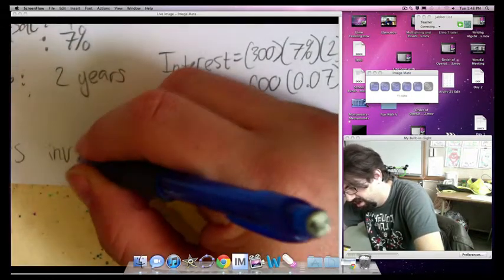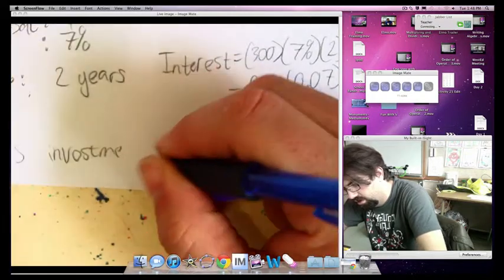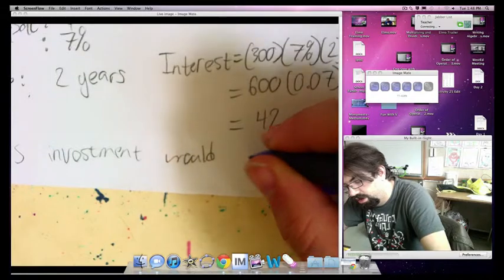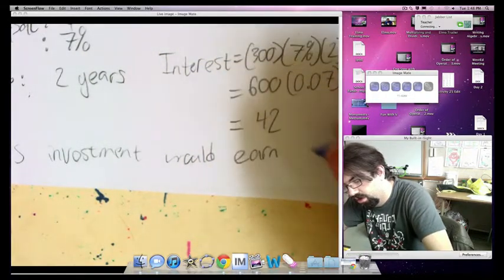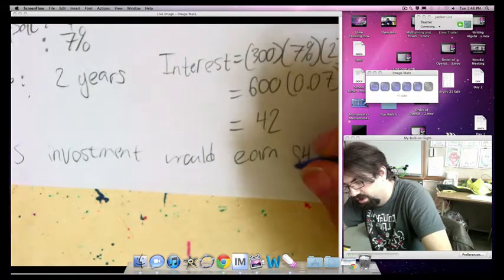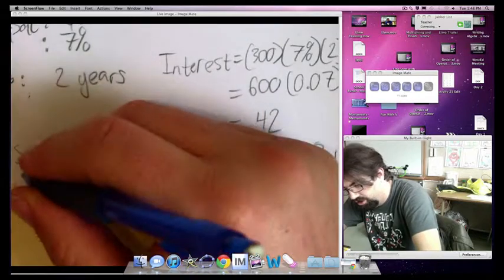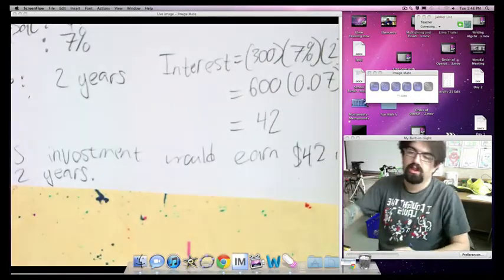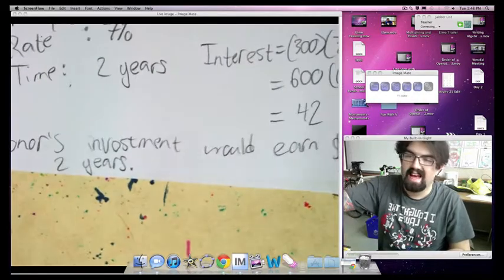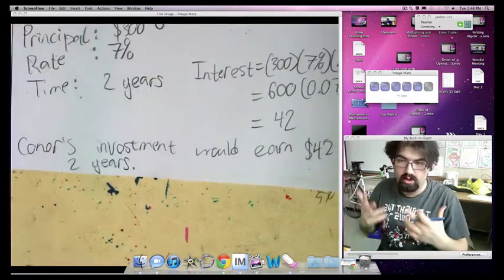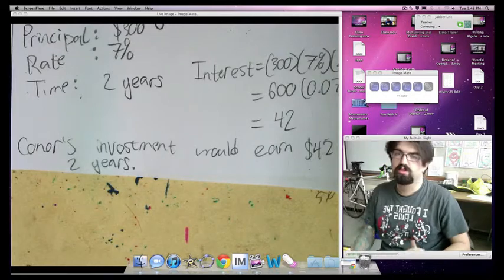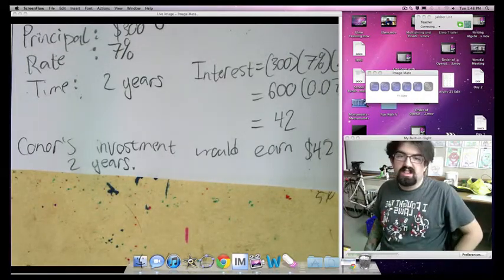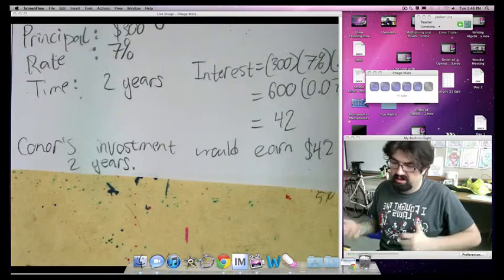Connor's investment would earn $42 in 2 years. So that's my complete sentence. He would earn $42 in 2 years. Awesome. That's it. That's the simple interest rate.